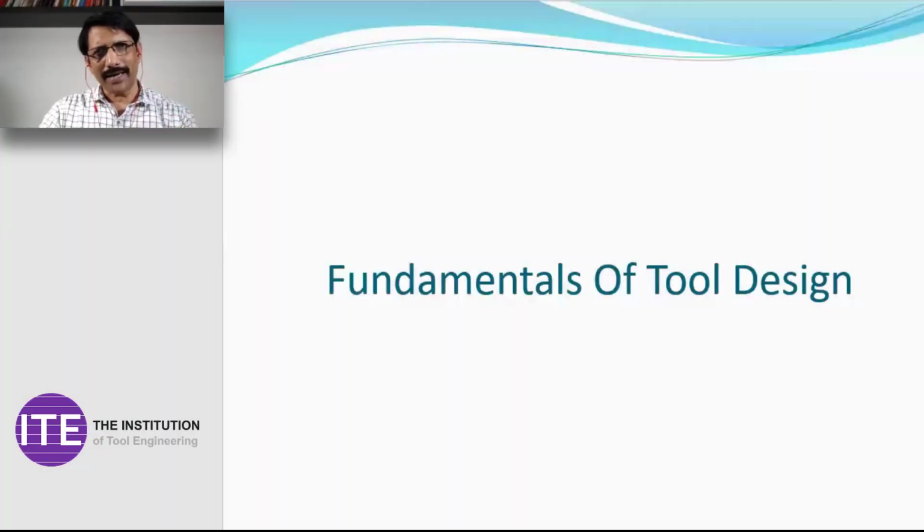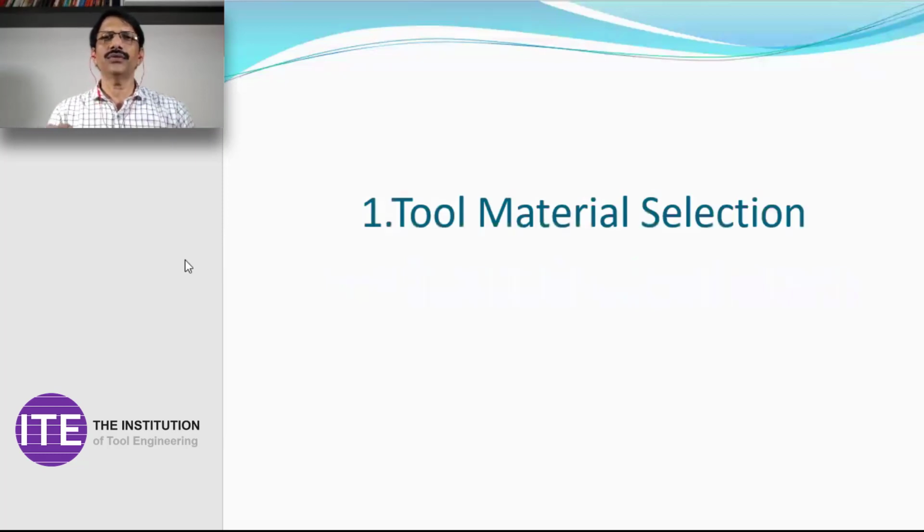So the first element in fundamentals of tool designing is selection of tool material. Friends, material selection is a very important point as far as tool design is concerned. Now let us take one example. You have to build a house, a bungalow, and you have a land. What is the main cost while building your bungalow or your building? The main cost is material, like steel, cement, whatever it may be.